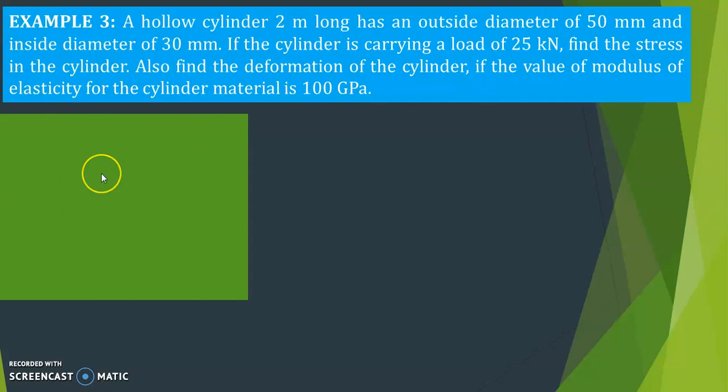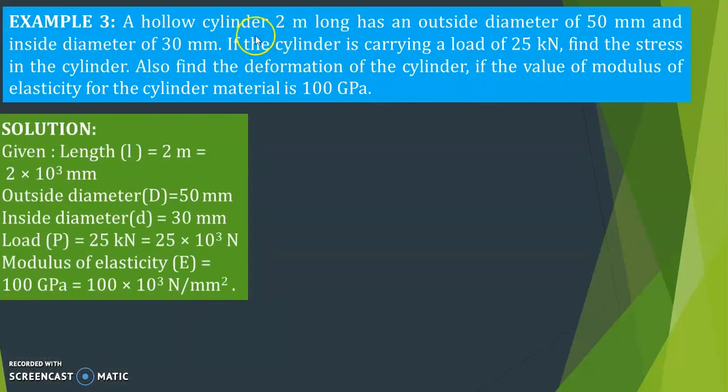Okay, this is given. So length, original length, that is 2 meter long. I'll convert into millimeter, 2 into 10 raised to 3 millimeter. It is a hollow cylinder, so the outside diameter is capital D, equal to 50 mm, and inside diameter, that is small d, is equal to 30 mm. The cylinder is carrying a load of 25 kilonewton, that is nothing but P. P is equal to 25 into 10 raised to 3 Newton, I convert into Newton. Okay. Find the stress in the cylinder. You have to find stress.